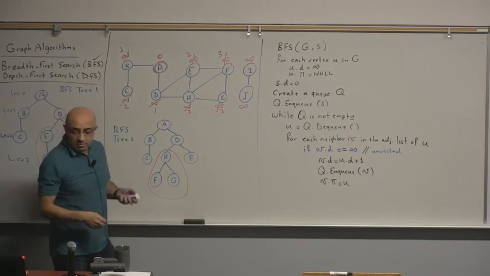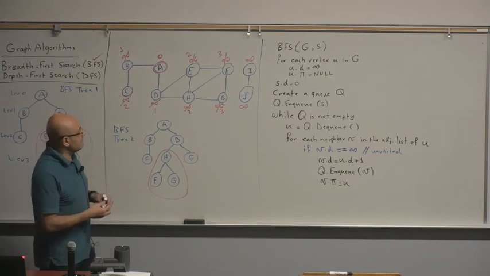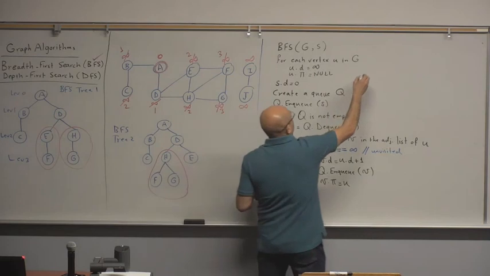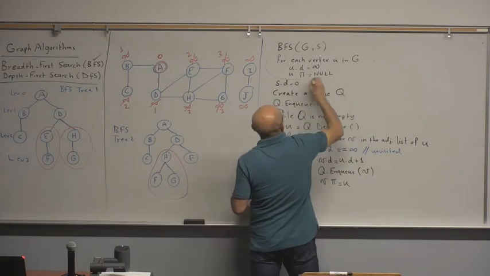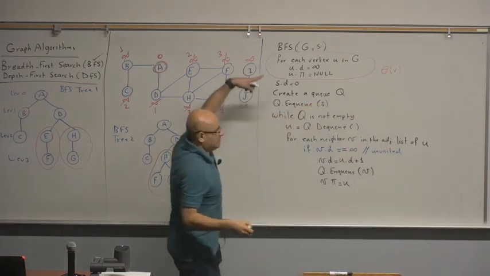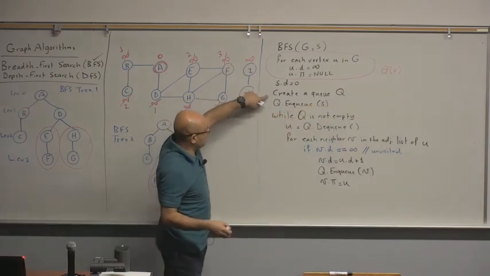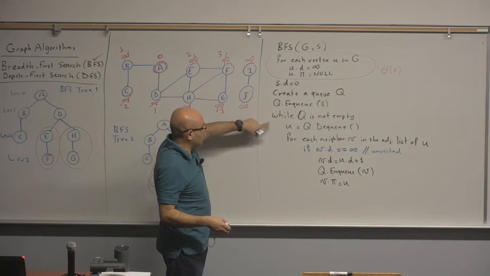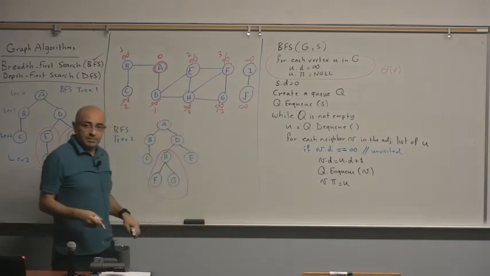Okay, now most of the analysis is easy. This loop is obviously theta of V. And here, this is constant. We don't have to worry about this. This is constant. This is constant. Then we will get to this loop.